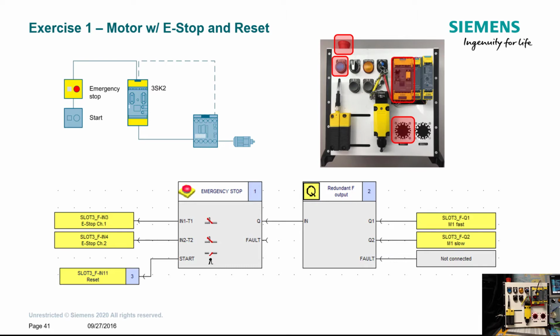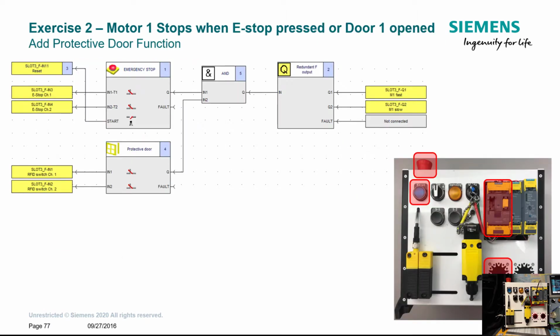In exercise number 2, what we're going to do now is add a protective door function. So we're going to use the RFID key switch or RFID door switch here as an additional device, and now add that to our software from the original configuration.